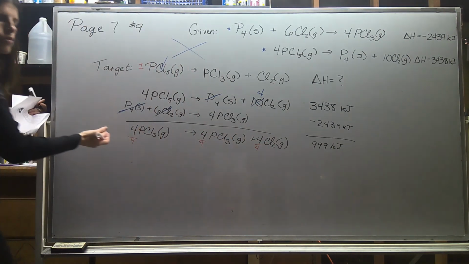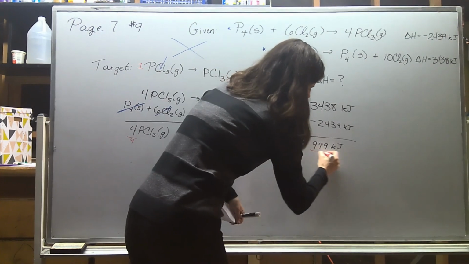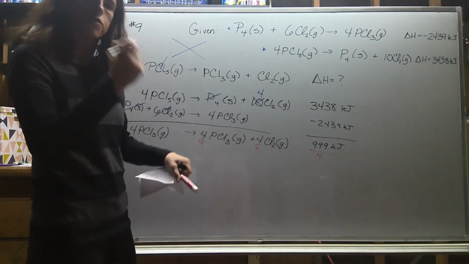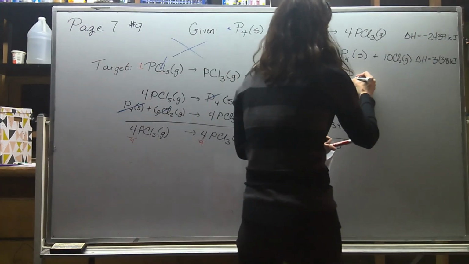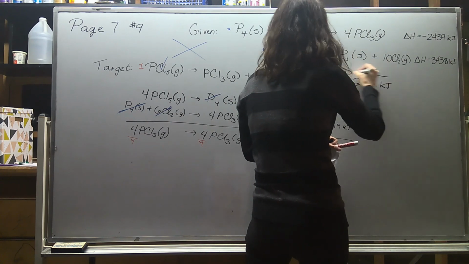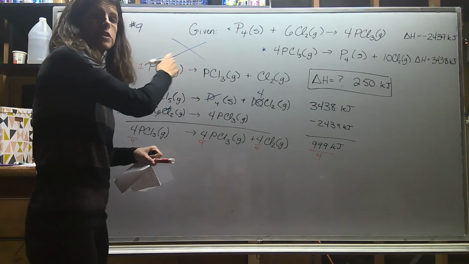I'm dividing this resultant equation by 4, and that means I have to divide my enthalpy value by 4 as well. And so my final answer for this problem is going to be 250 kilojoules. And that's the enthalpy of this target reaction.